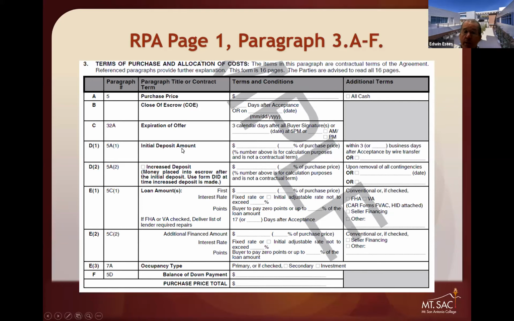Under D2 is our initial deposit. Now remember, deposits are not required, but they're certainly expected. The consideration is the exchange of promises, since this is a bilateral agreement. But if you don't have a deposit, you're not going to be taken seriously with your seller. So I strongly recommend a deposit.